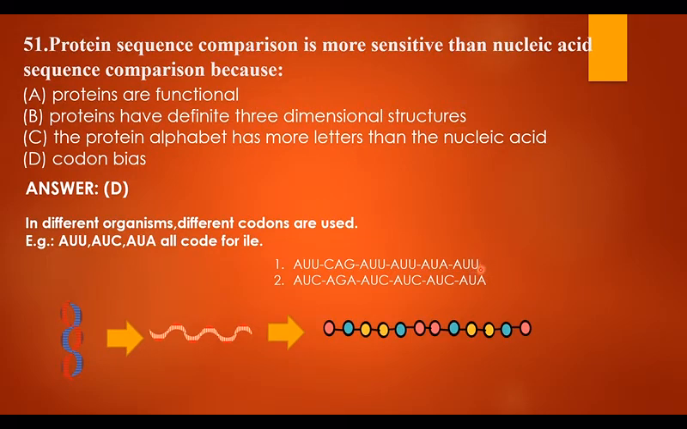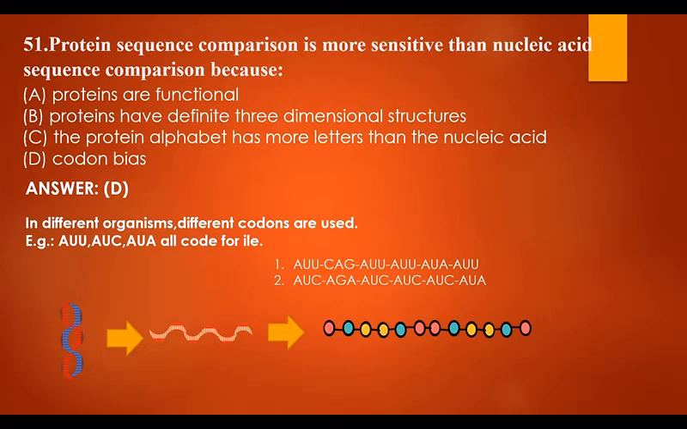So protein sequence comparison is more sensitive than the nucleic acid sequence comparison because the nucleic acid sequence has more introns in it, whereas the protein sequences are a byproduct of exons, that is the coding part of the nucleic acid. So the protein sequence comparison is more sensitive than the nucleic acid sequence comparison.